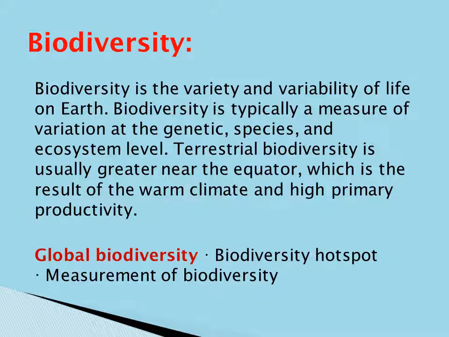Biodiversity is a variety and variability of life on Earth. Biodiversity is typically a measure of variation at the genetic, species, and ecosystem level. Terrestrial biodiversity is usually greater near the equator, which is a result of warm climate and high primary productivity. What is global biodiversity? Biodiversity hotspot, the measurement of biodiversity.